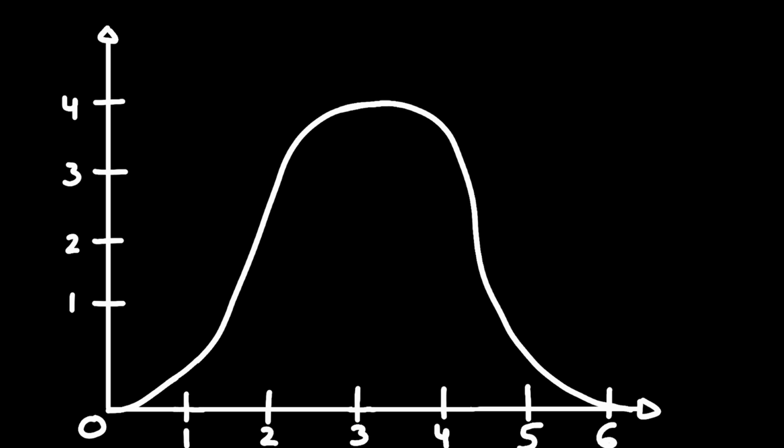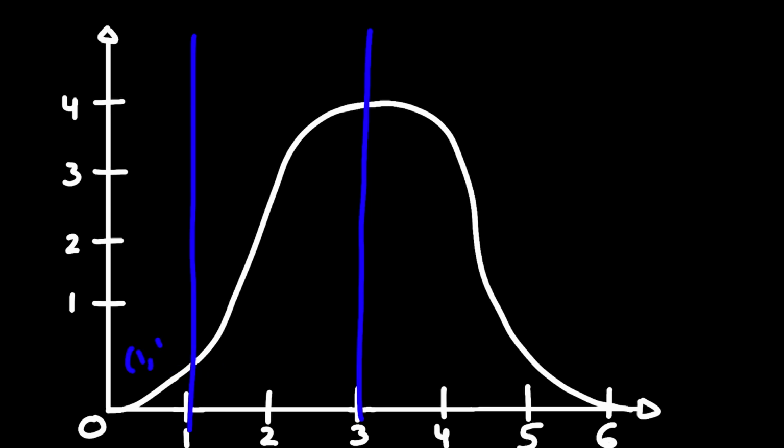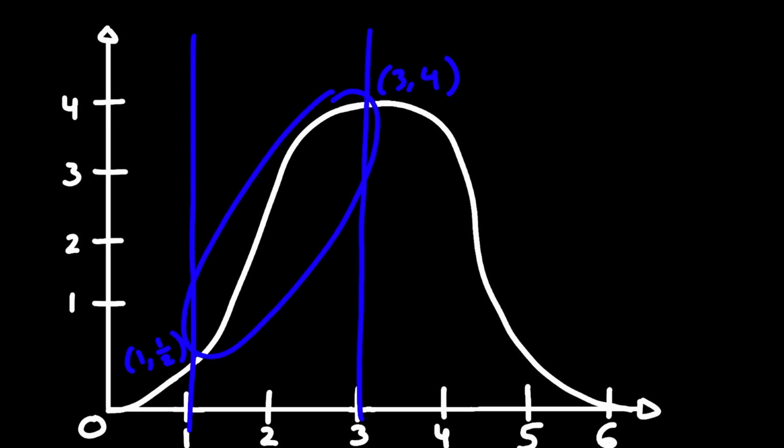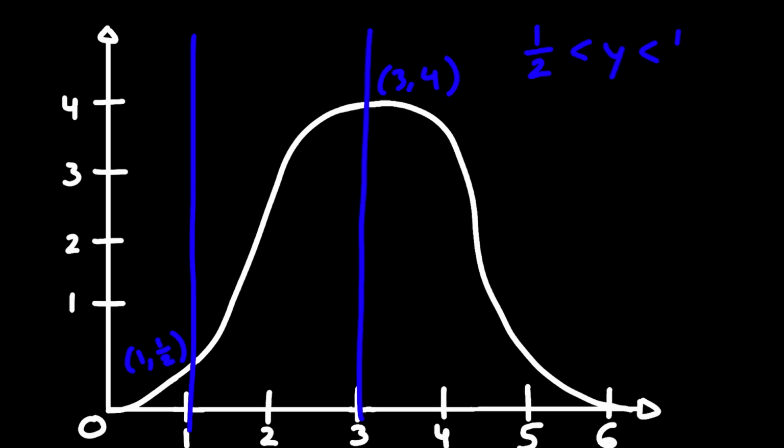Let's say our interval is from x equals 1 to x equals 3. So that's going to be our a and b in this situation. Now, given that the y value at x equals 1 is approximately 1/2, we're going to write 1, 1/2. And given that the y value at x equals 3 is approximately 4, we can write 3, 4. We know that in the middle of those 2 points, there has to be some y value which is greater than 1/2 and less than 4, which is where we get this inequality here.